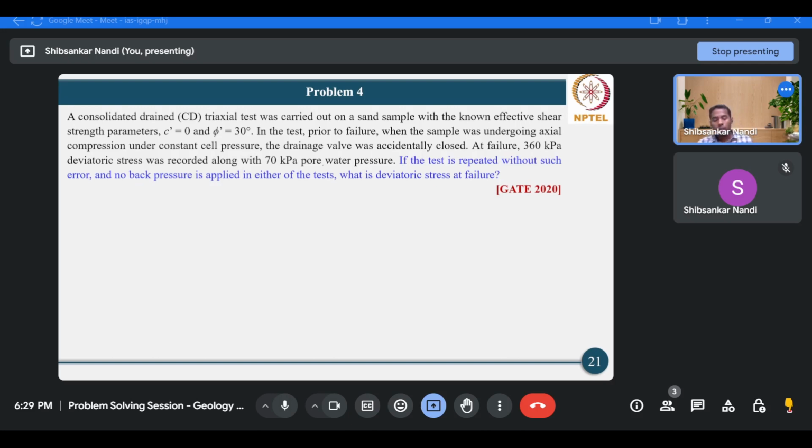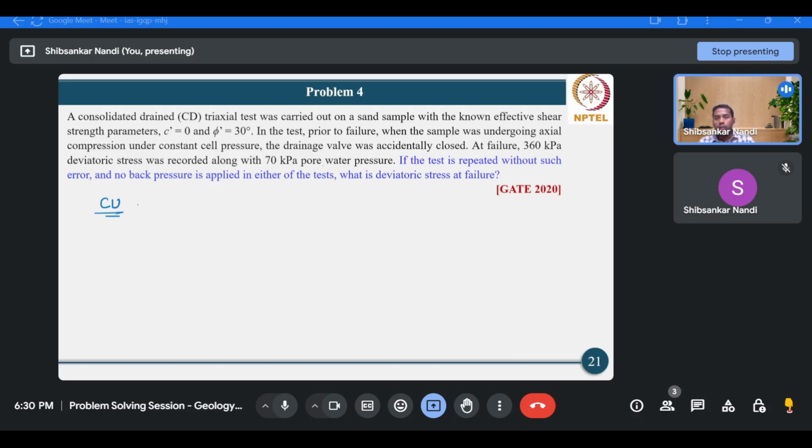Okay. So means two conditions are mentioned in this problem. Though in the first case we were trying to perform the consolidated drained test, but due to some accidental errors, it has become a consolidated undrained test. So this is the CU. Now at present we are trying to actually perform the consolidated drained test with all kinds of precautions, so that there are no such errors repeated.